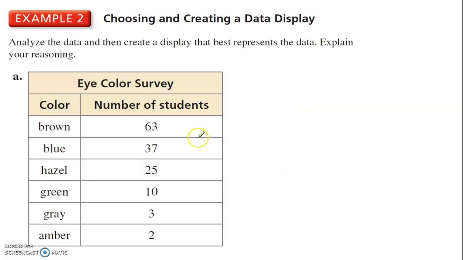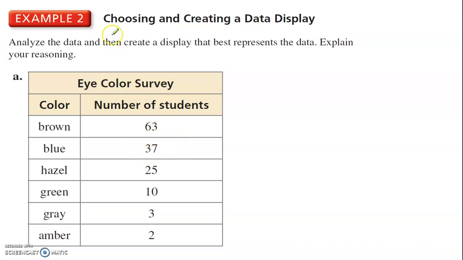All right, so let's choose a data display for this. We've got an eye color survey, and we have a number of students here, right? And the students have all kinds of different eye colors. This makes up a total number of students. So I could display this in a pie chart or a circle graph.